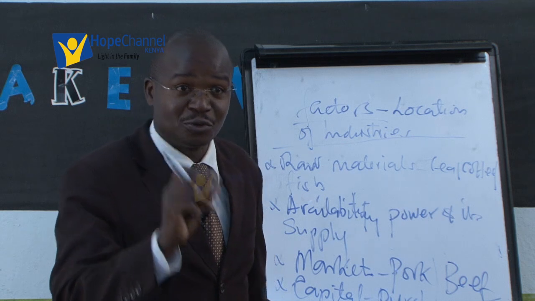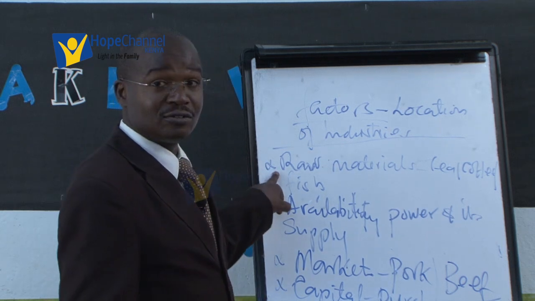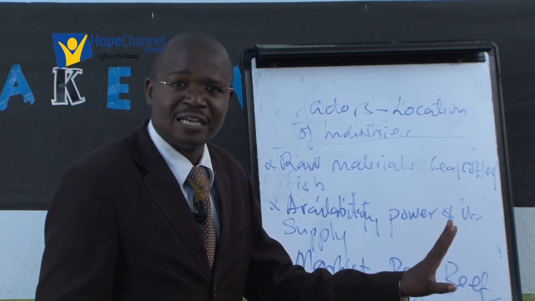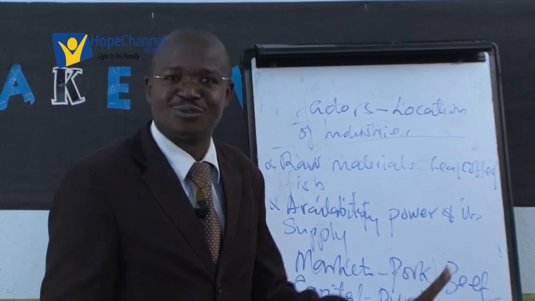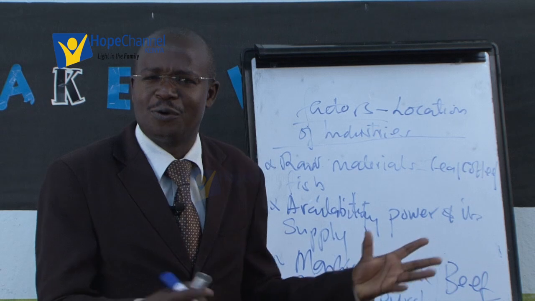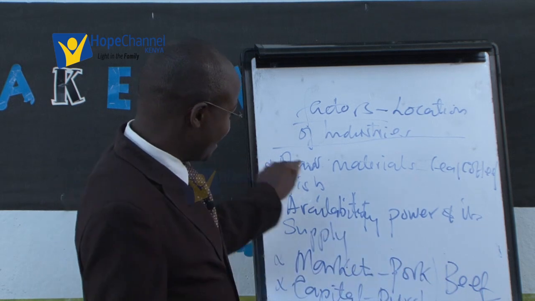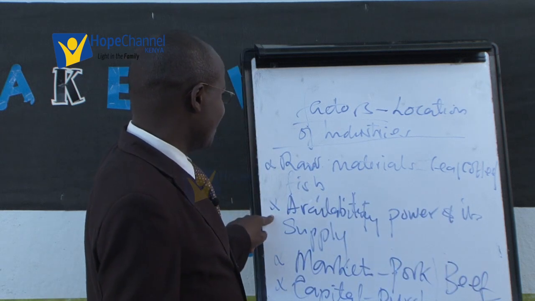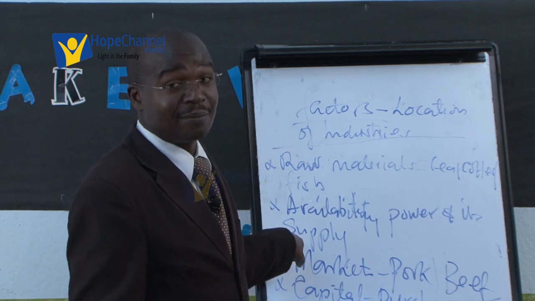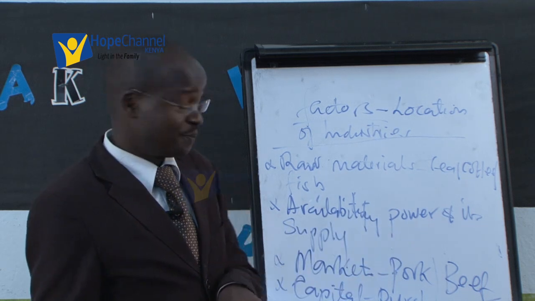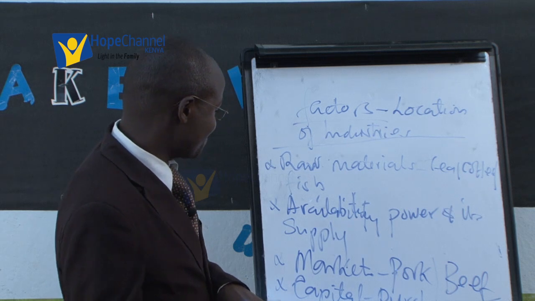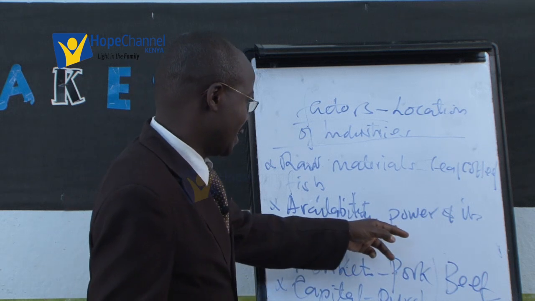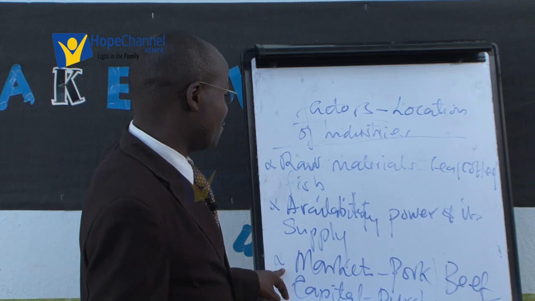Let me take 1 minute to go through the factors. One, raw materials. Where are you getting the raw materials from? If you want to start a cement industry, and yet where you want to place it there's no limestone, what do you have in mind? So an industry should be placed at the source of the raw materials. The other one, availability of power and its supply, and this one I was referring to electricity. Then we also have the market.